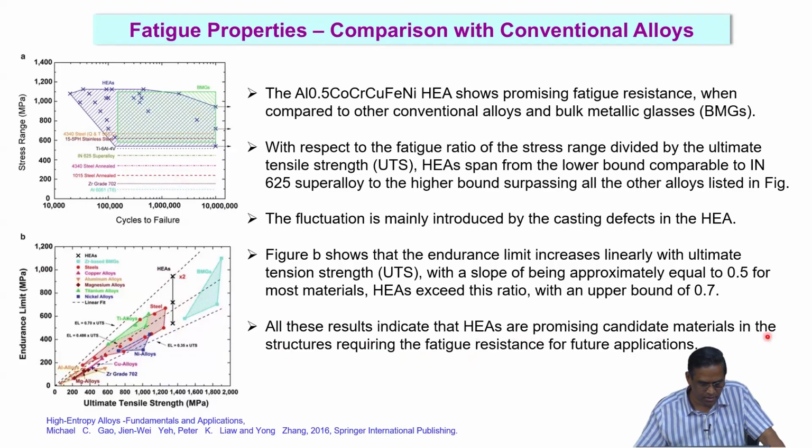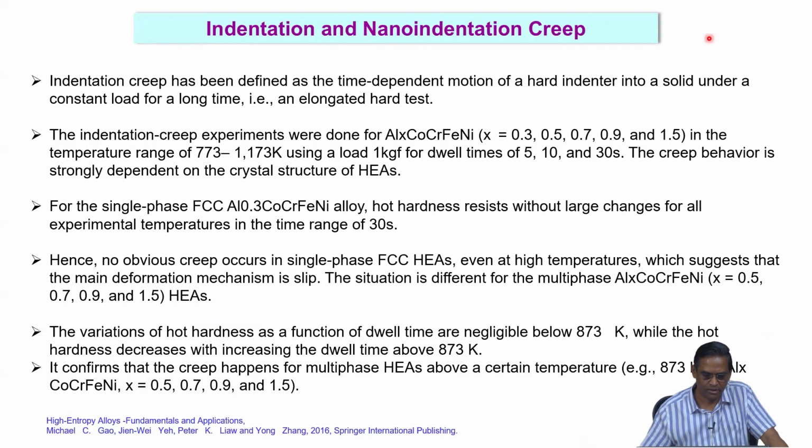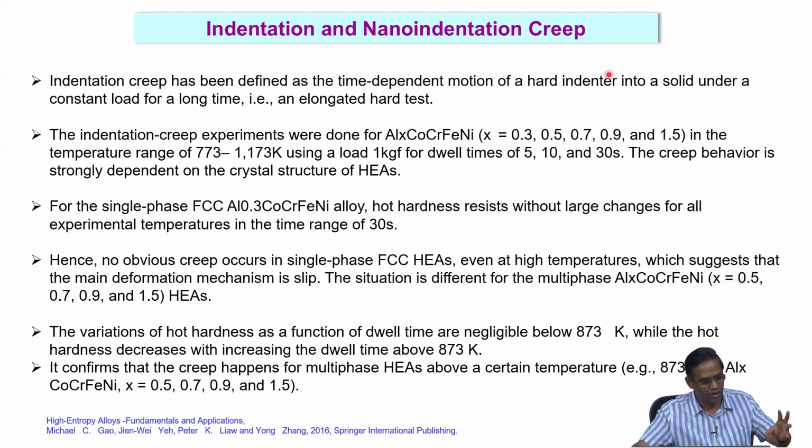So all these results indicate that high-entropy alloys are promising candidate materials in structures requiring fatigue resistance for future applications. And one last thing which we want to talk about is indentation or nano indentation creep. This is also quite a popular technique to evaluate mechanical properties, where you have a very limited volume of material available with you. From there you can derive a significant amount of information.